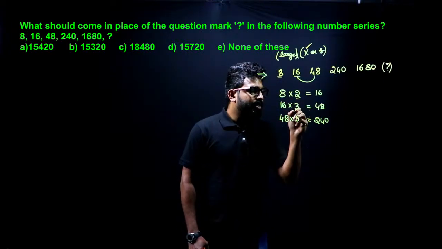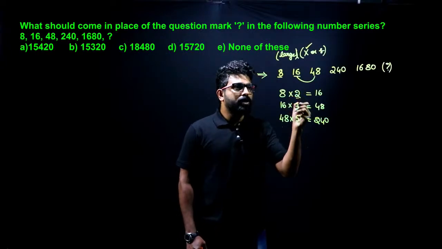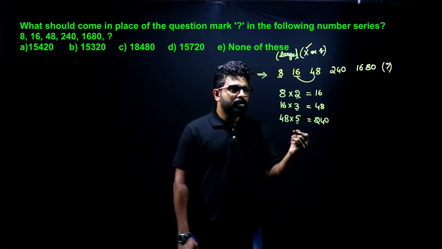Here it is 2, here it is 3, here it is 5. What are 2, 3 and 5?